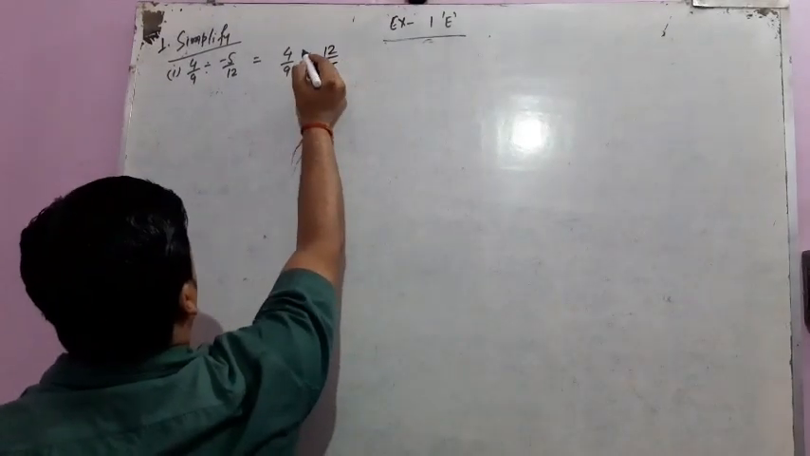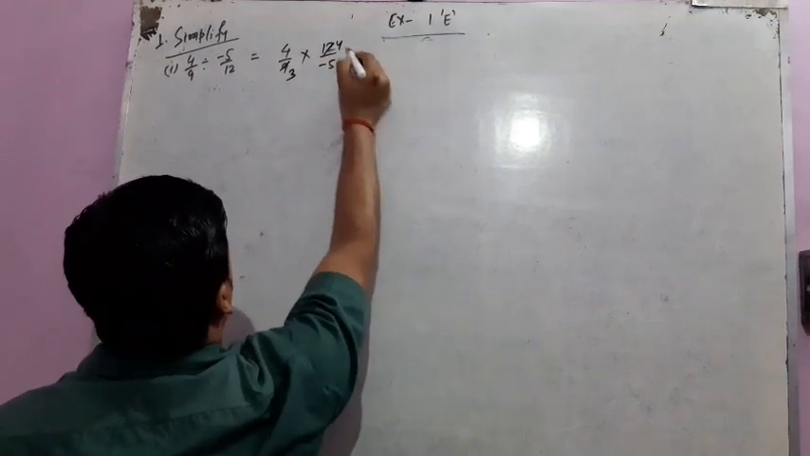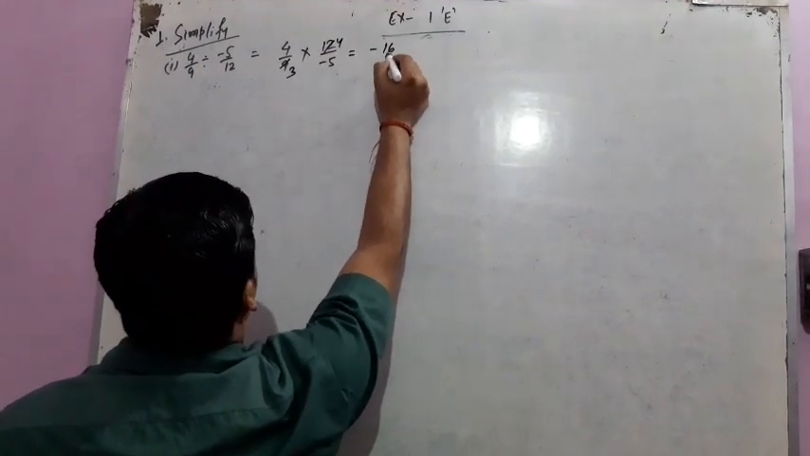12 by minus 5. Now, reducing the terms here, 3 3s are 9, 3 4s are 12. The result will be minus 16 by 5.